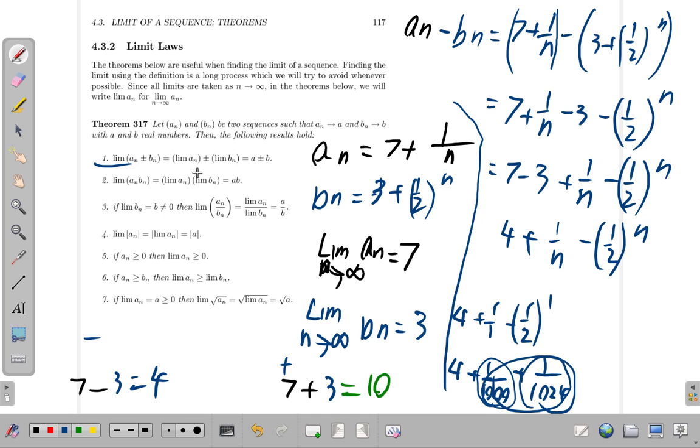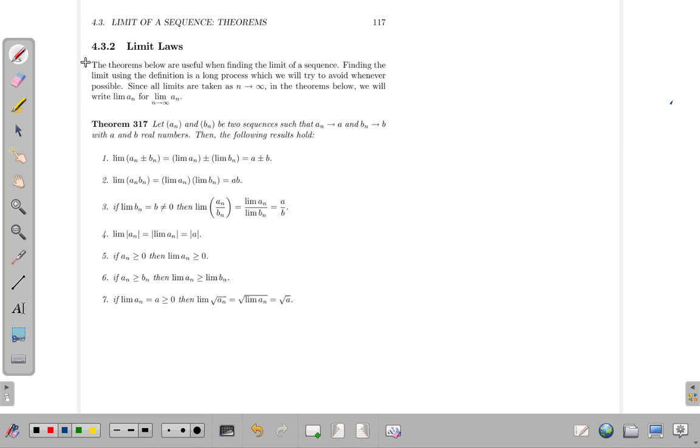Let's look at the second result in a different video. We've looked at an example of the first result here, as we look at the limit theorem. Let's look at the second result. Suppose an is equal to 7 plus 1 over n, and suppose bn is equal to 3 plus 1 over 2 to the power of n, the same thing as half to the power of n.